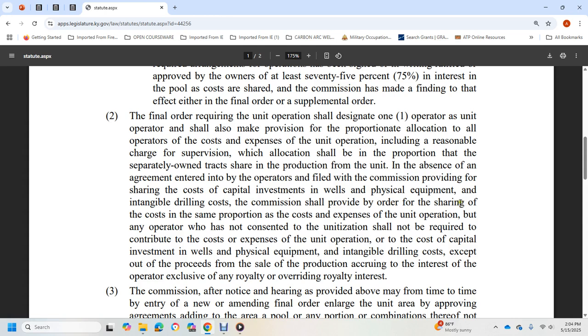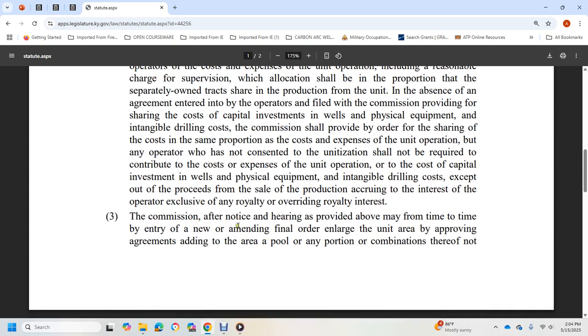the Commission shall provide by order for sharing the cost in the same proportion as the cost and expense of the unit operation by any operators who consented to the unitization, for the required contributed cost and expense of the unit operation, the cost of the capital investment, well, physical equipment, and tangible drilling, except for the others who proceed with the sale of the production accruing to the interest of the operator, exclusive of the royalty and overriding royalty interest.